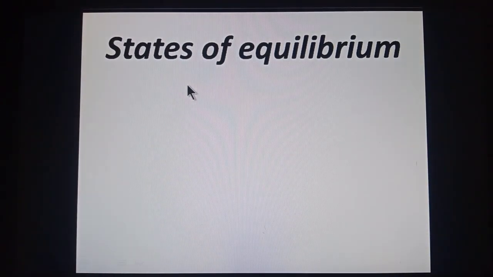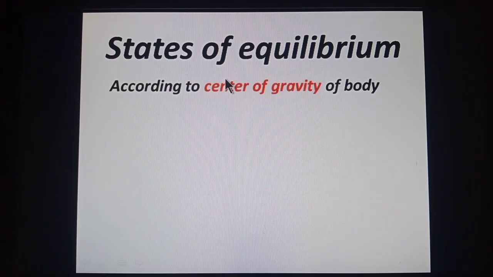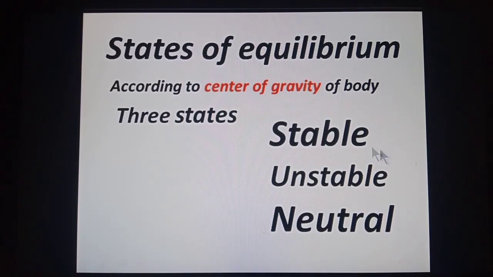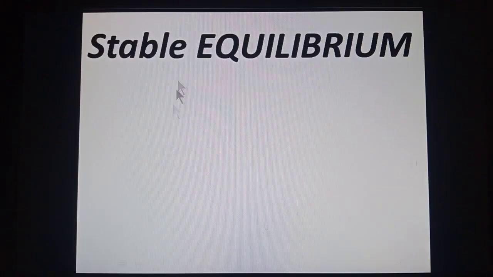Now we come to states of equilibrium. There are 3 states of equilibrium according to the center of gravity of a body. You know, center of gravity is a point inside the body at which the whole weight of the body acts. So according to the position of the center of gravity of the body, there are 3 states named as stable, unstable, and neutral. Let us take them one by one.